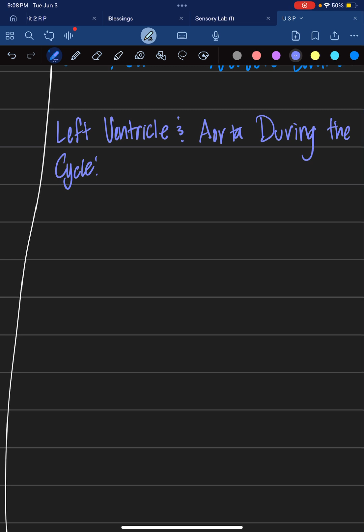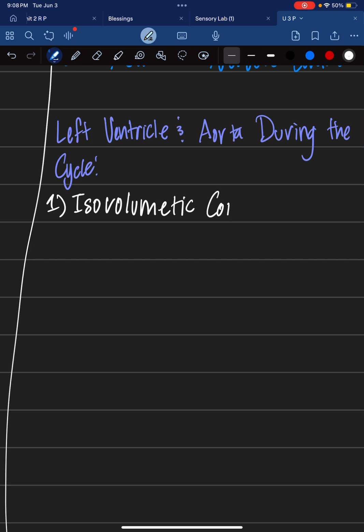Okay, so during the cardiac cycle, there are main 4 stages. So we have the isovolumetric contraction. And that just means the ventricle contracts, pressure rises, but valves are closed, so volume doesn't change. And then we have ejection. And once the pressure is high enough, the aortic valve opens and the blood flows into the aorta.